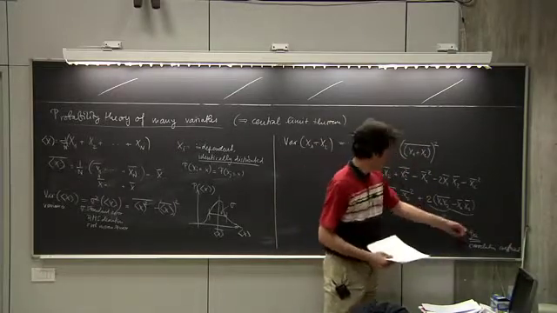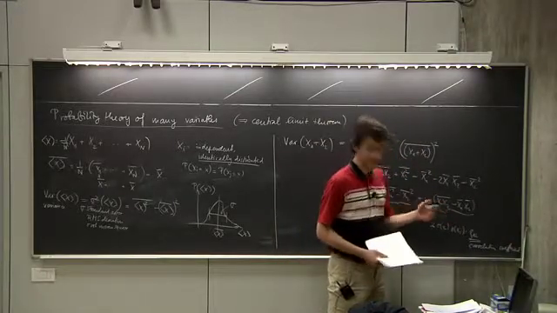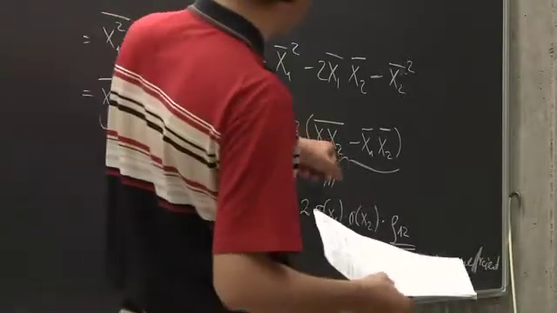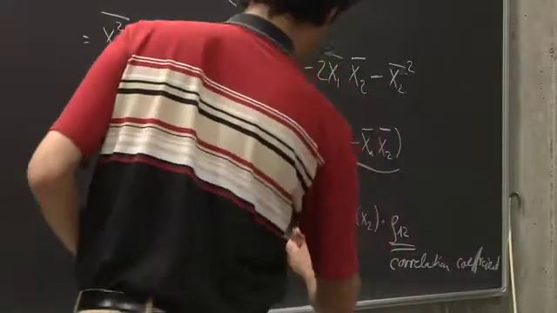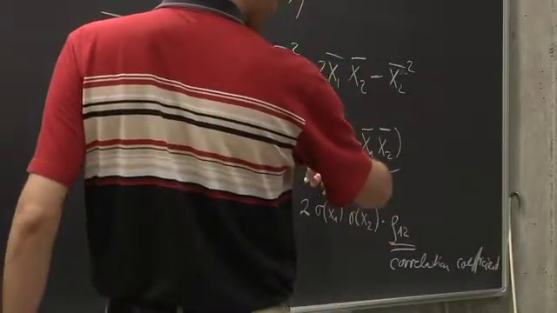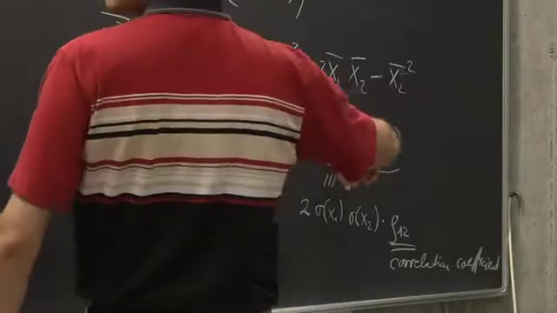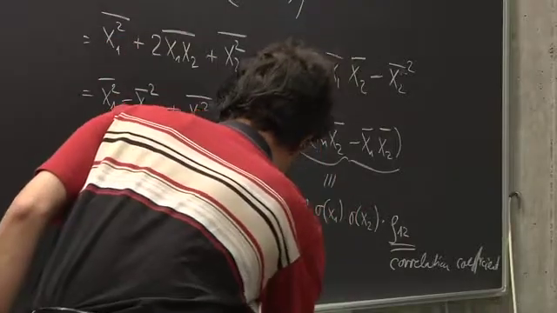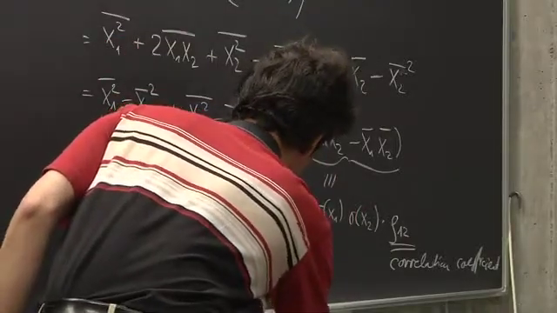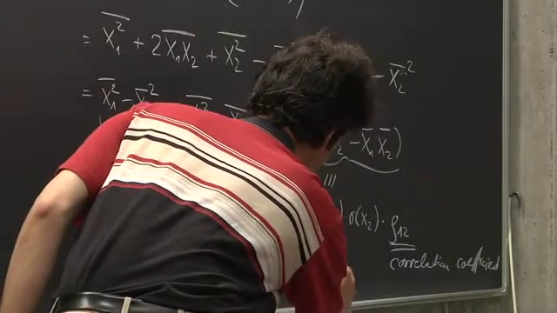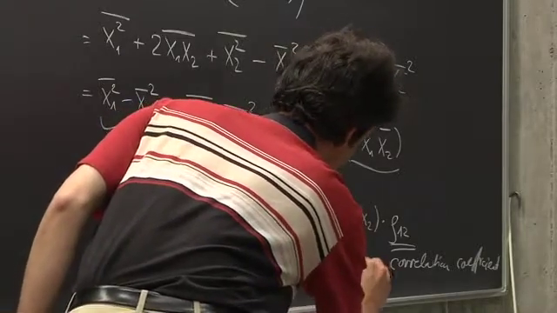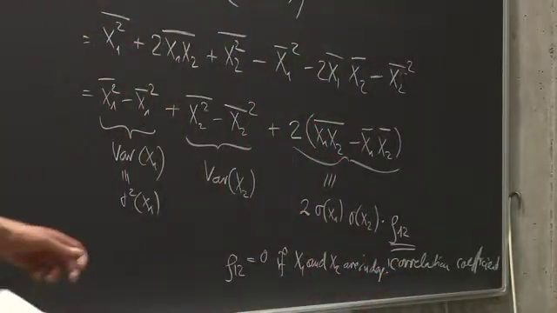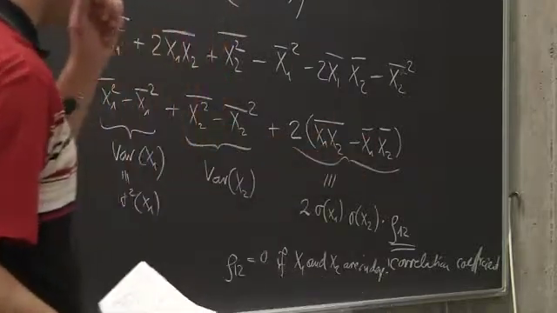It tells you how much x1 and x2 are not independent. If they are independent, then you know that the average of the product is the product of the averages, and this becomes 0. So rho 1,2 is 0 if x1 and x2 are independent. But in general, this is not 0.